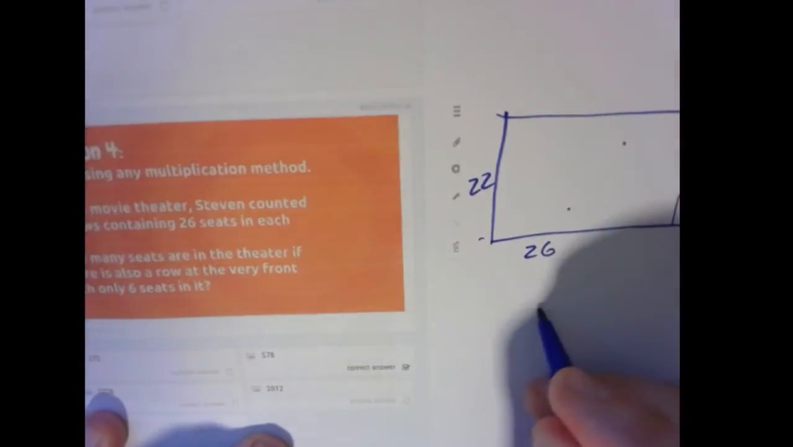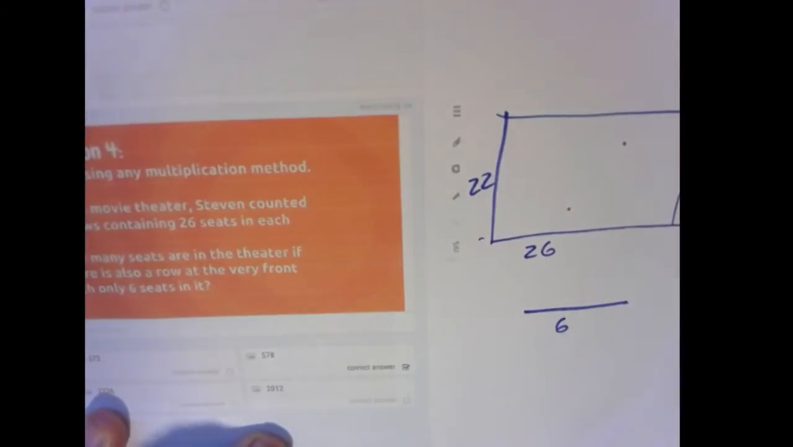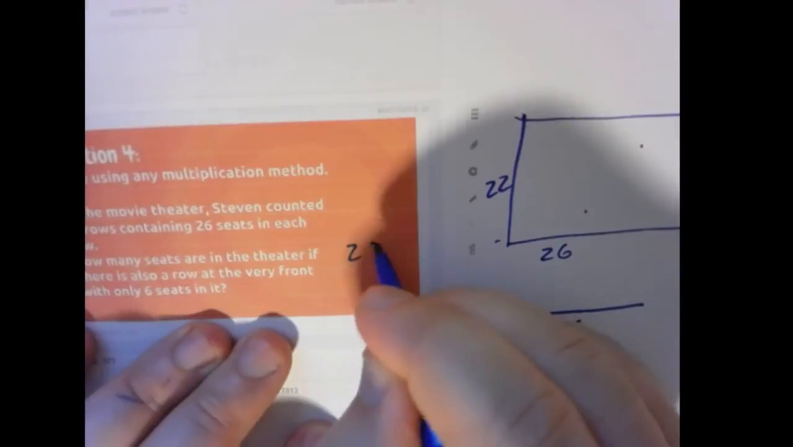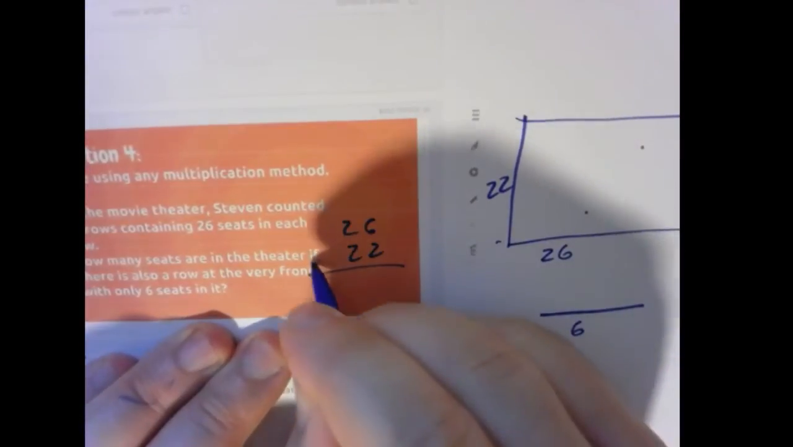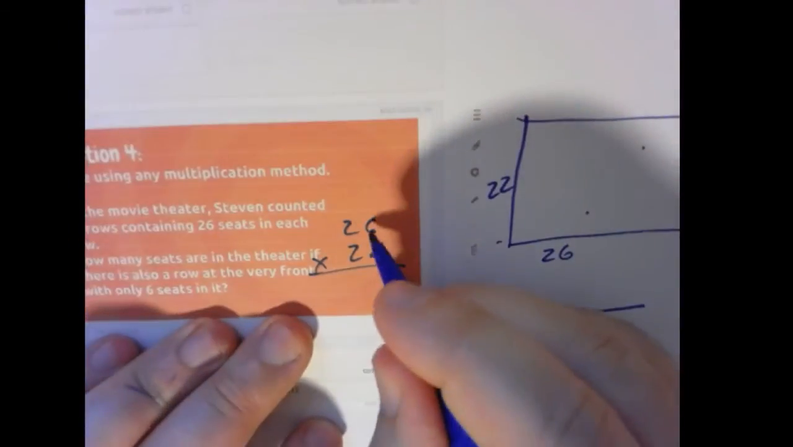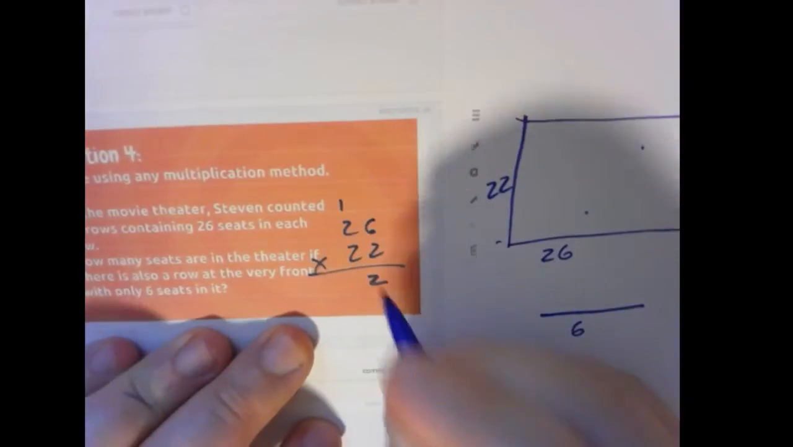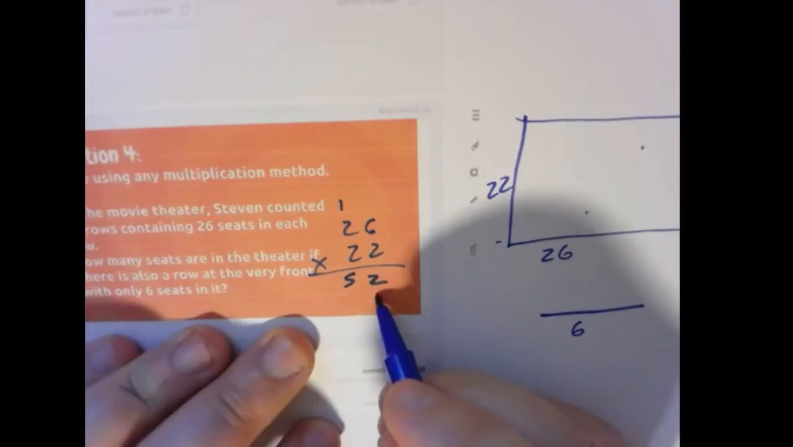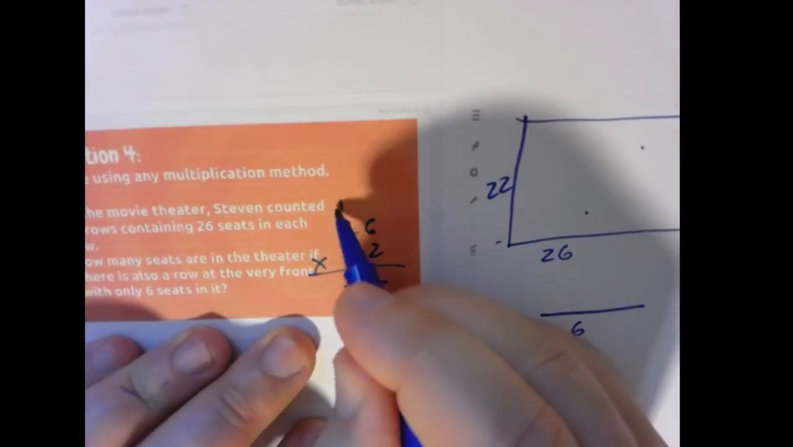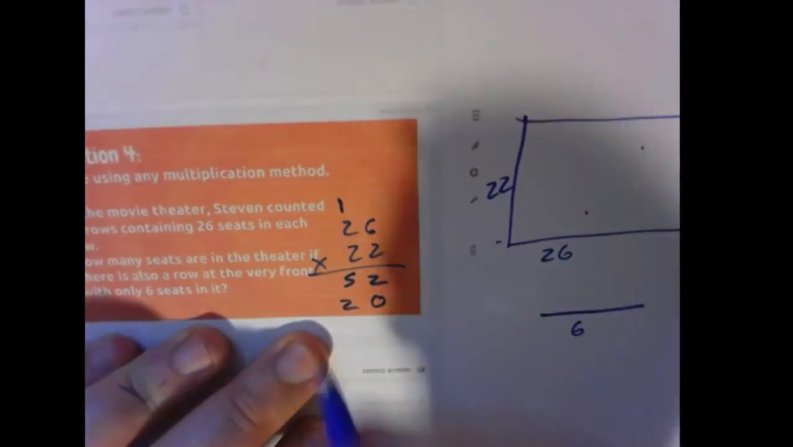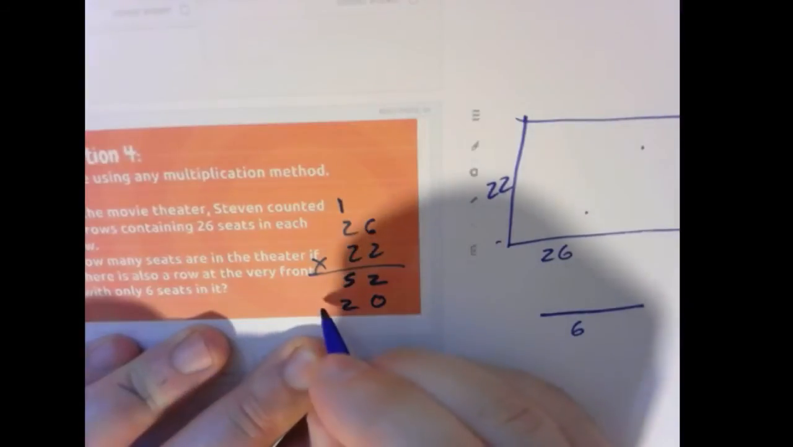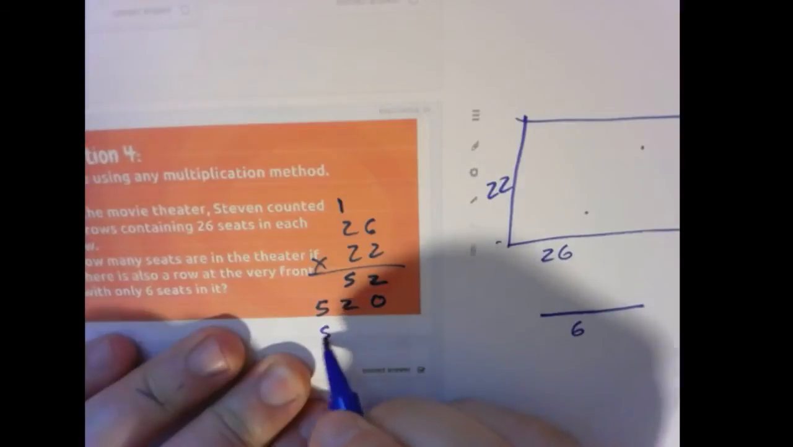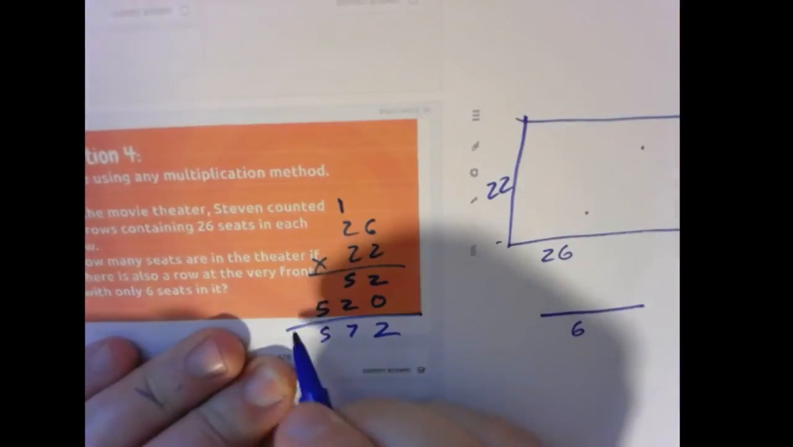Then it's saying there's an additional row up front that has another 6 seats in it, so that's where we have to be a little bit careful. Let's multiply that to see what we get. So 2 times 6 is 12. 2 times 2 is 4, and 1 more is 5. Placeholder, 2 times 6, 12. 2 times 2 is 4, and 1 more is 5. Add these together, and we get 572.